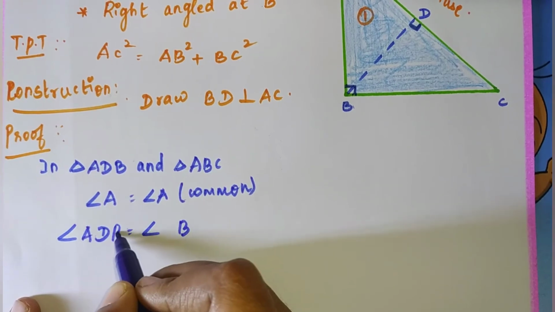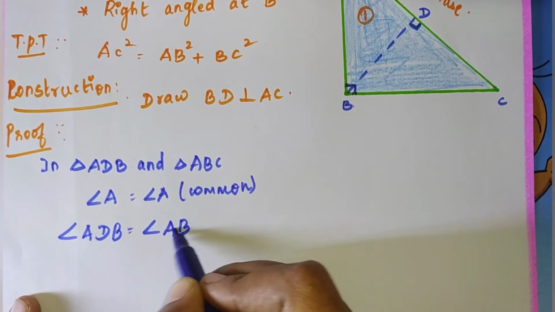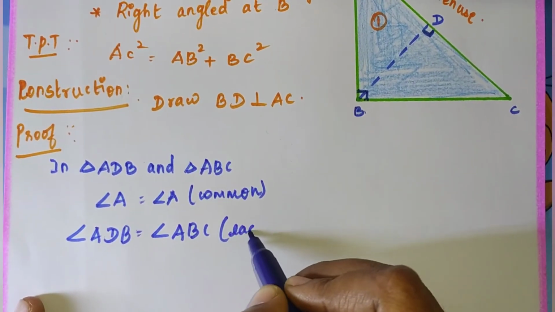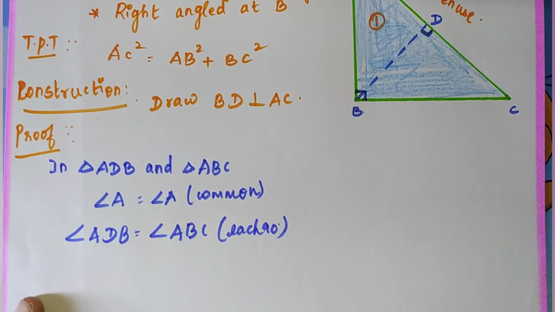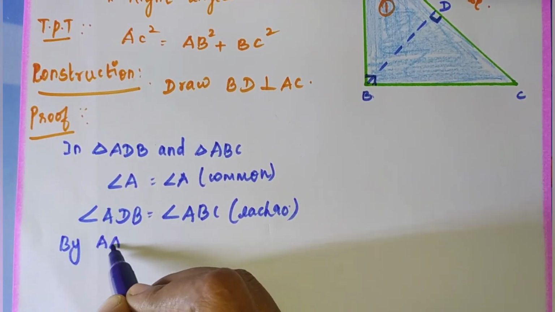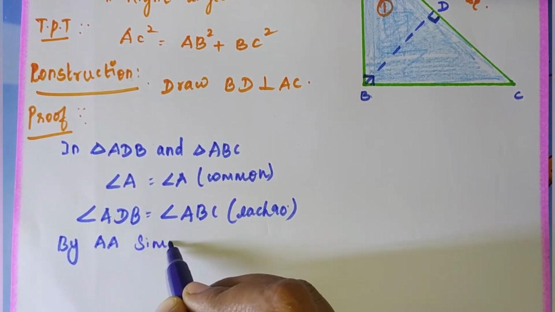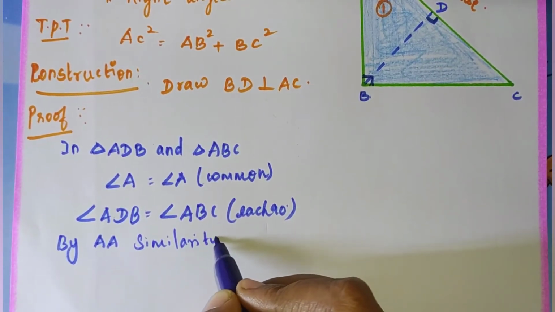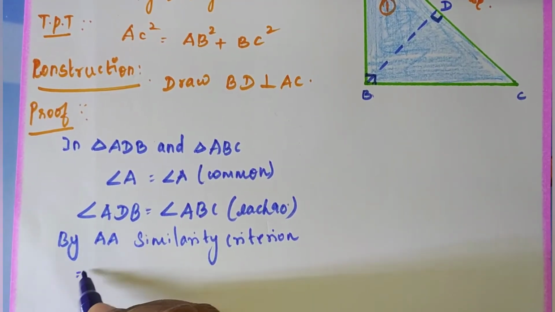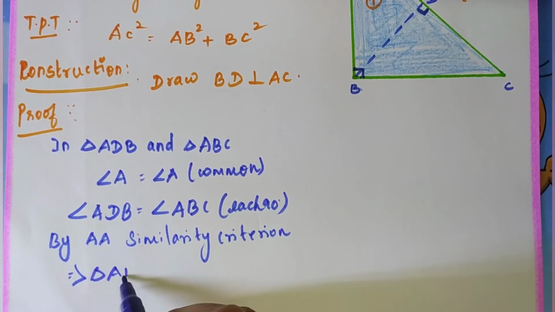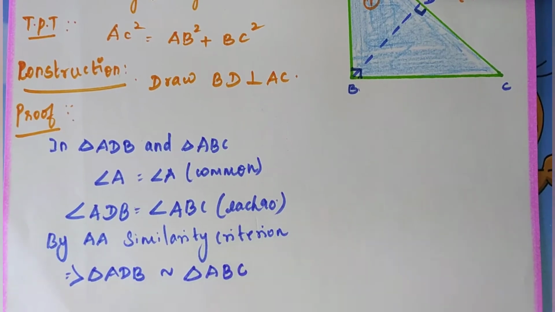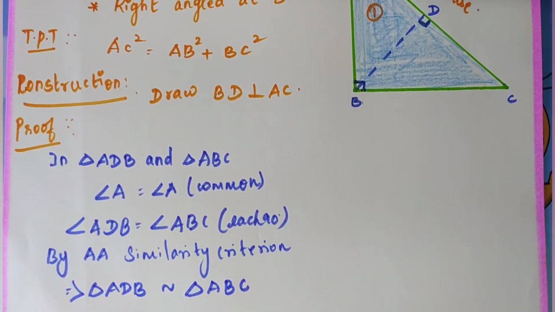Remaining things write like this. Each is 90 degrees. So by the AA similarity criterion, triangle ADB is similar to triangle ABC.